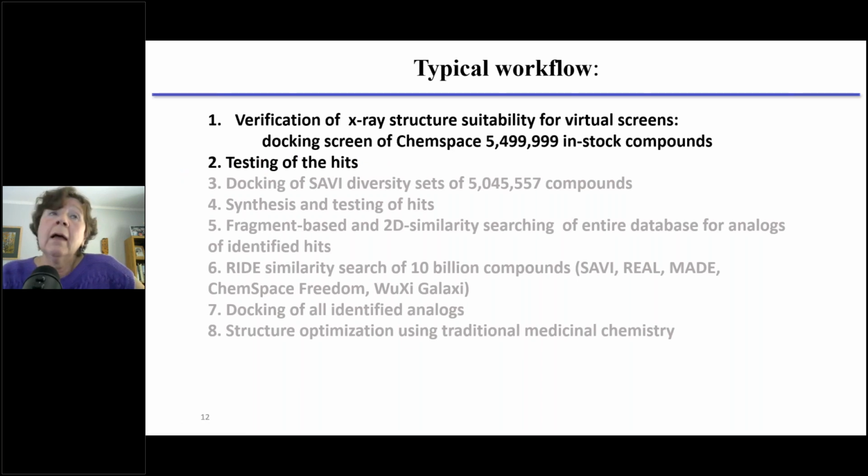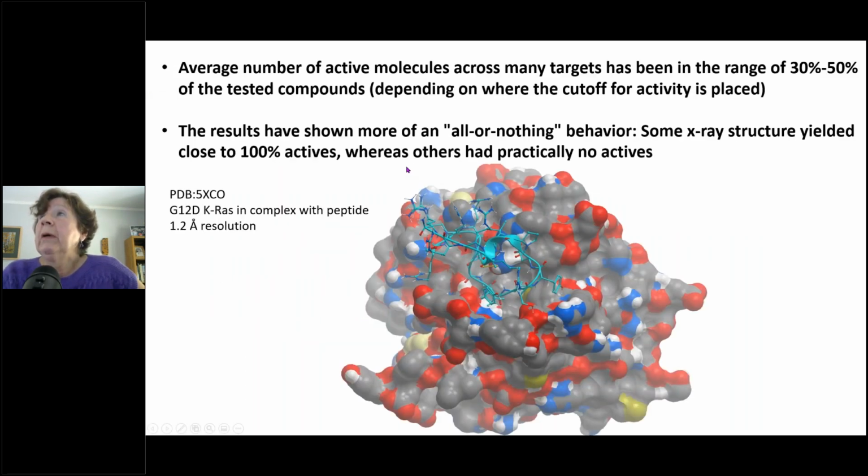So we do docking really carefully. That's why the average number of active molecules across many targets that we investigated is in the range between 30 and 50% of all tested compounds, which is well above average for the field. However, we also noticed that the overall pattern is all or nothing behavior, which means that some X-ray structures yield close to 100% actives, whereas others had practically no activities.